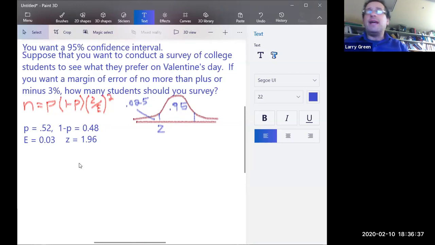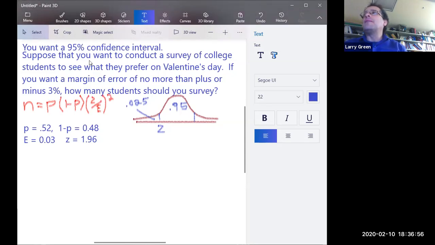And just a warning on tests: I give you some weird number for a confidence level just to make sure that you can draw this picture and understand it. So don't even think about memorizing the Z. That's not going to work. Instead, understand how I got it. Okay, and then the rest is simple.